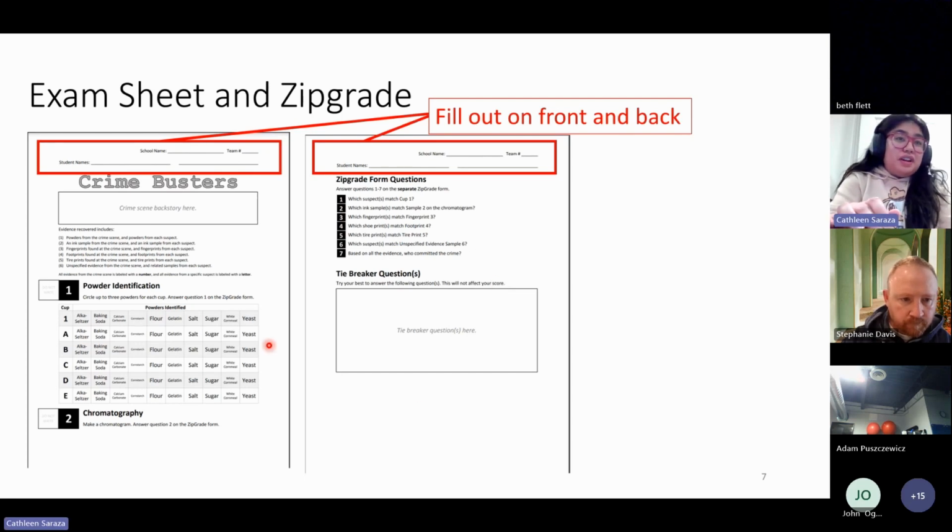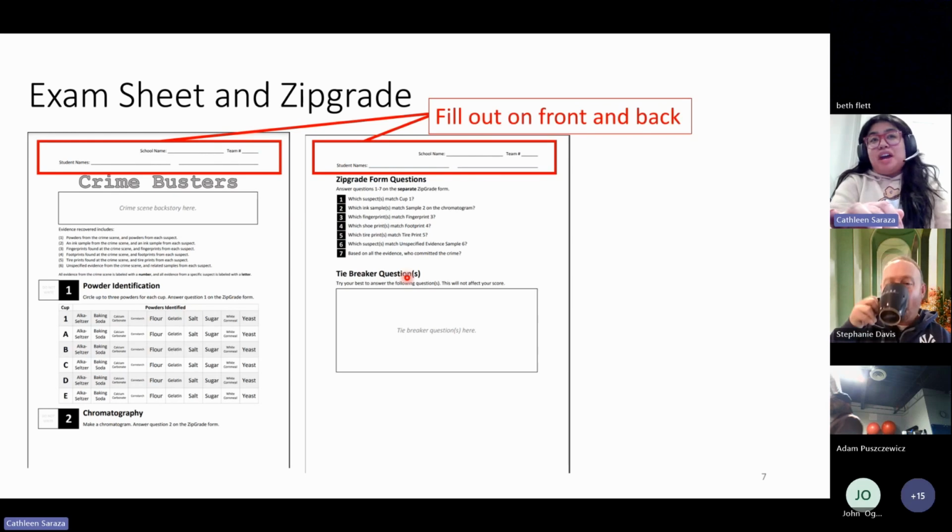And there are different sections. There's the powder identification section, which they'll need to fill out. There's also a section prompting them to do chromatography. Then the zip grade questions will be printed on the back of the exam sheet, and tiebreaker questions will also be printed on the back. This format will be seen for both the practice tournaments as well as the actual tournament in May.